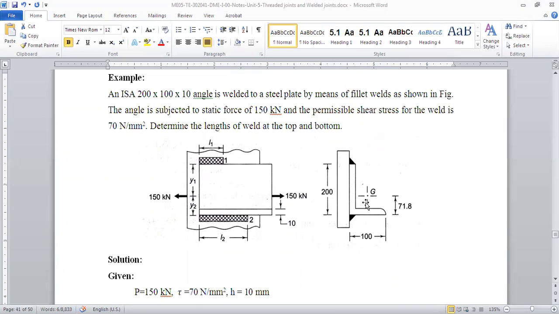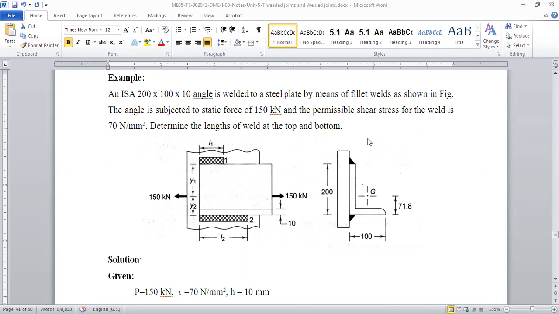Can you tell me? Because of eccentricity, what happens? We have seen this in a threaded joint. The load is not at the CG, because of that, what happens? We have to consider now what? Can anybody tell me? Because of the eccentricity, what comes into picture? Nobody? Okay, so I'm not getting any answer.